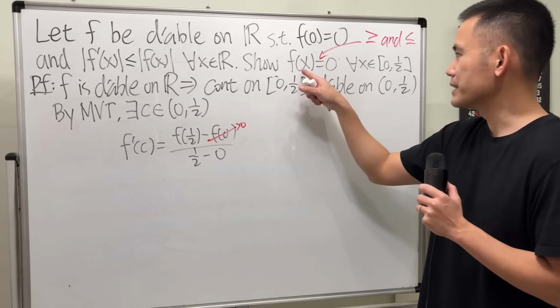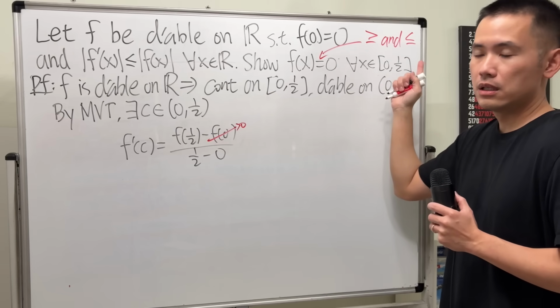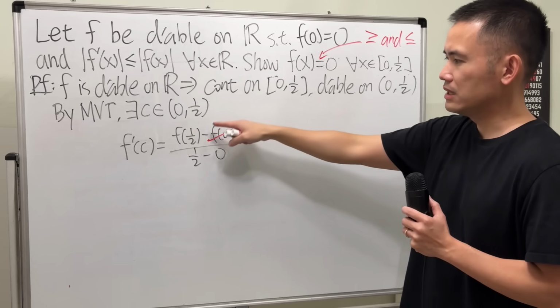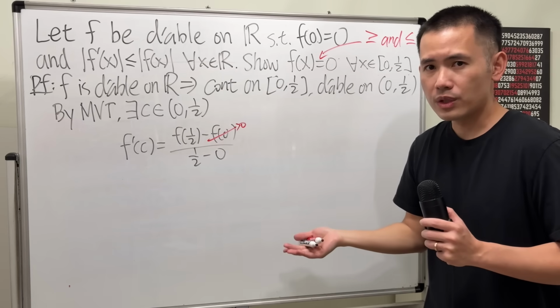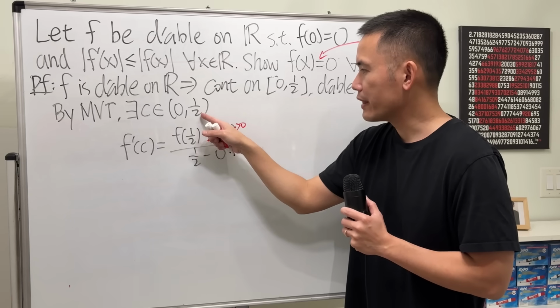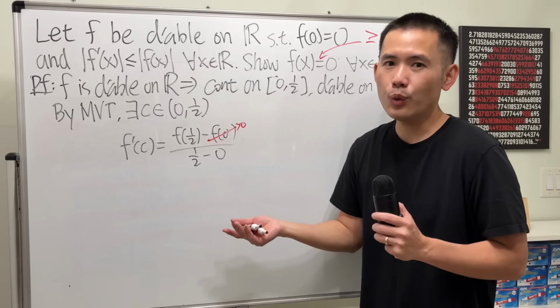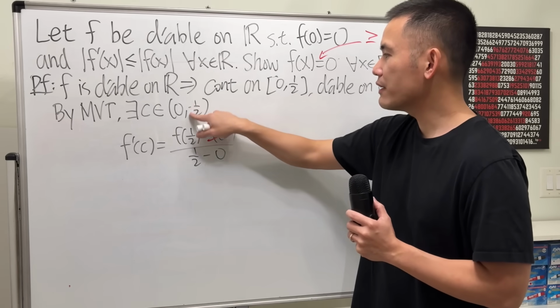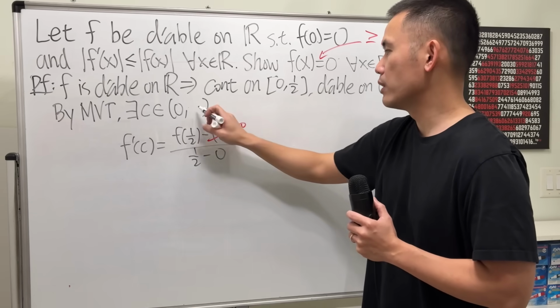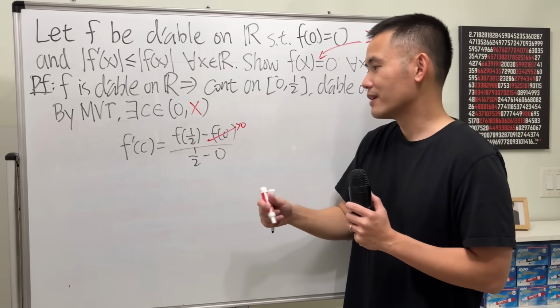Because what we're trying to show is f of x is equal to 0, true for all x from 0 to 1/2, but this is just 1/2. What can we do? The problem with this is that if we only put down 1/2, then we are being restricted and it's not going to help us get anywhere. So instead of the 1/2, we are going to change it to a variable. Let's just keep it as x, and we will have more things to work with.